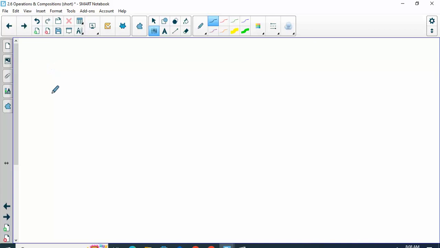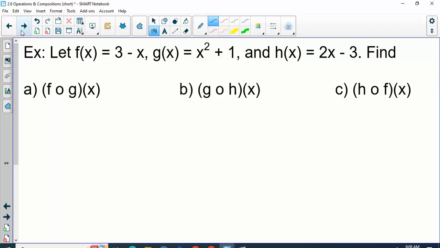So let's take a look. This handout I just gave you, it's starting out the same, but I'm asking you to compose functions without telling you what to plug in. Okay, so I have these three functions. When I say f composed with g of x, that means we're finding f of g of x.